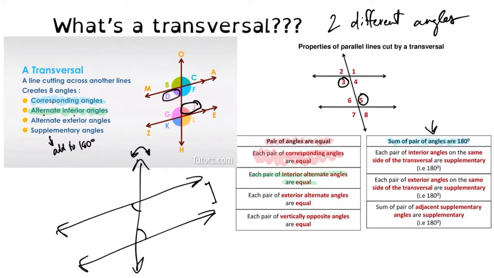Okay, and we did already talk about the vertical pairs that are equal, so I'll just add that one in. But also this angle and this angle are going to be alternate interior, so 4 and 6, or F and G. Okay, because they're, again, inside the parallel lines, and they're on opposite sides of the transversal.